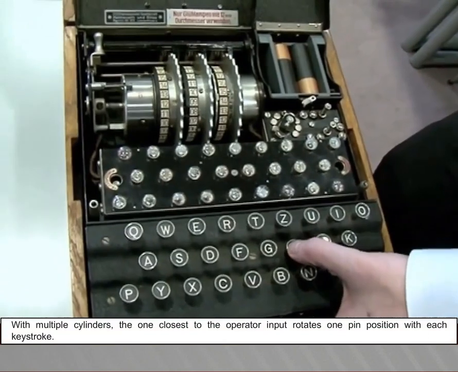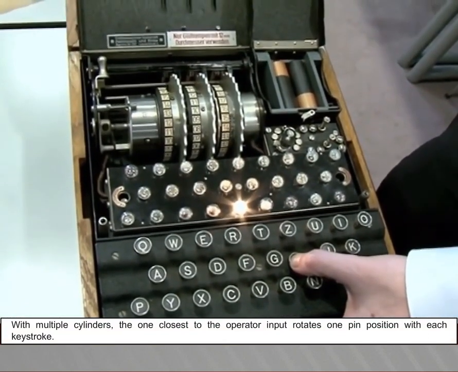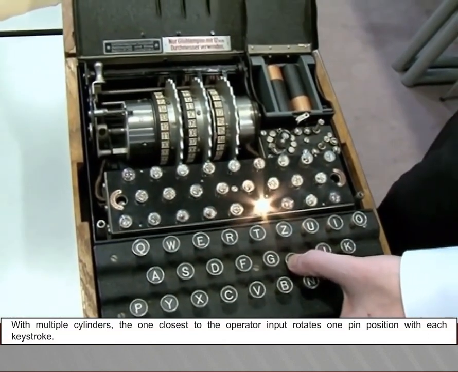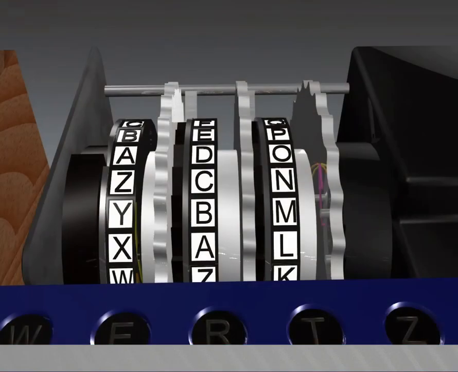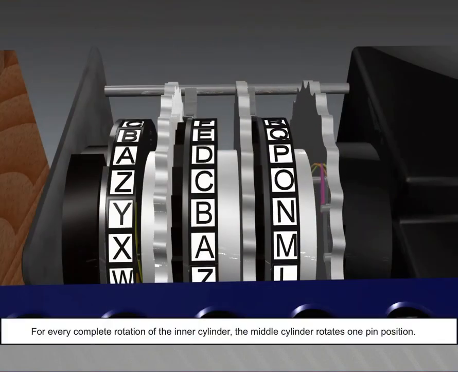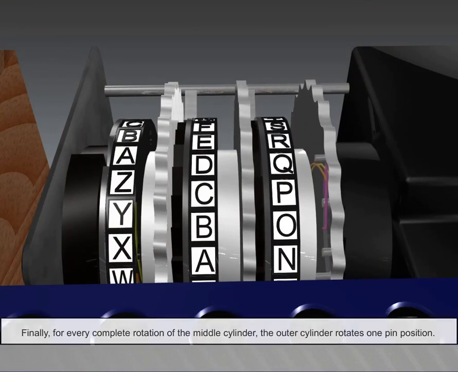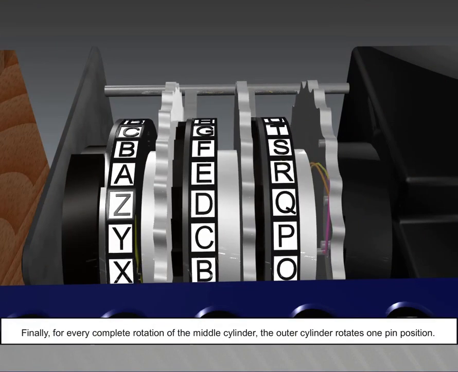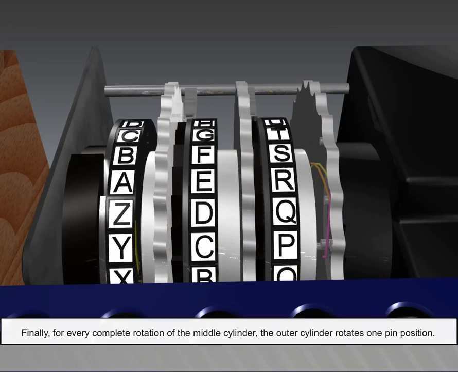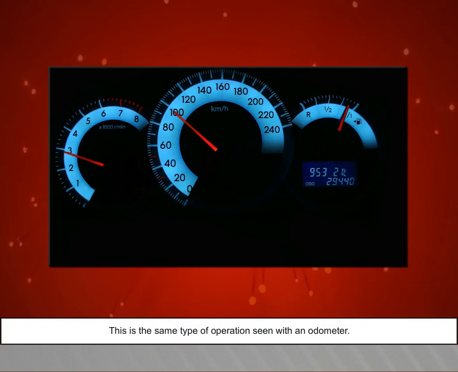With multiple cylinders, the one closest to the operator input rotates one pin position with each keystroke. For every complete rotation of the inner cylinder, the middle cylinder rotates one pin position. Finally, for every complete rotation of the middle cylinder, the outer cylinder rotates one pin position. This is the same type of operation seen with an odometer.